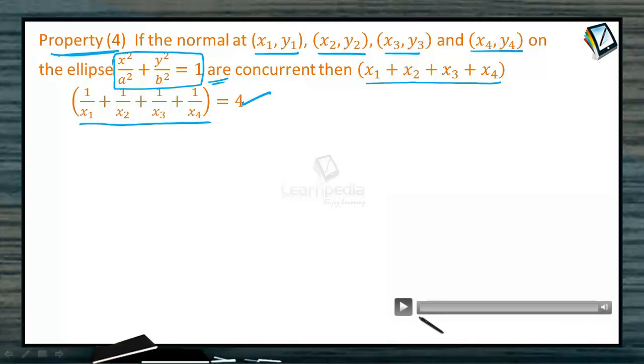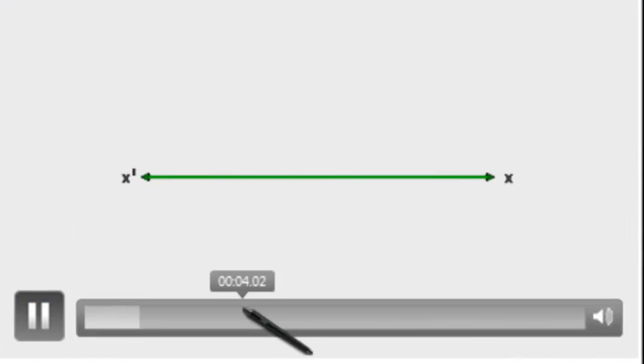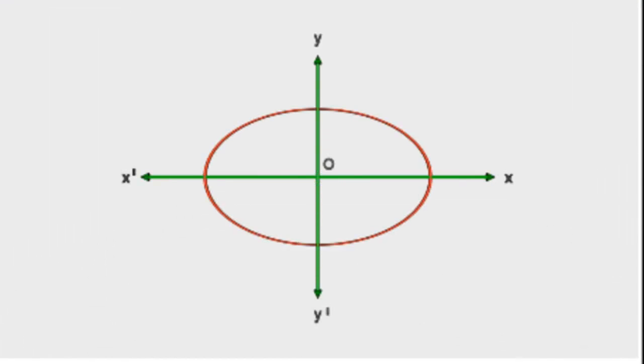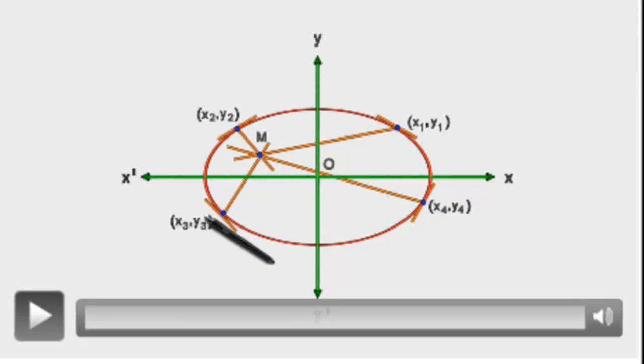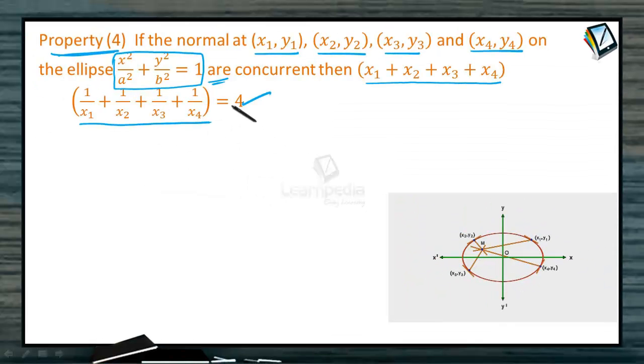For better understanding, let us go to the animation related to this problem. Here are the x-axis and y-axis, and that is the ellipse, and (x1, y1) is a point, (x2, y2) is a point, (x3, y3) is a point, and (x4, y4). All these points have their normals intersecting at this point M. So you need to prove the condition mentioned in the theorem. Let us proceed in this way.